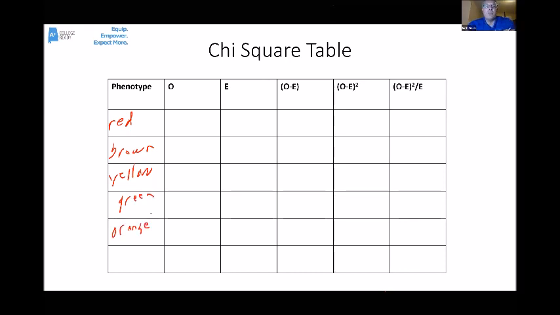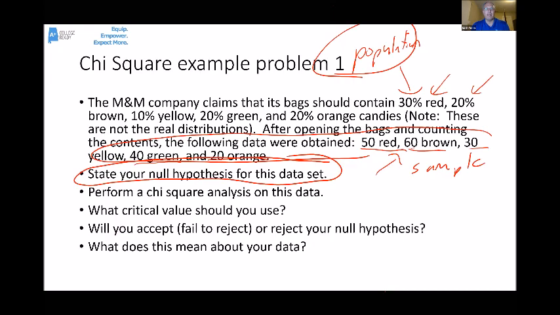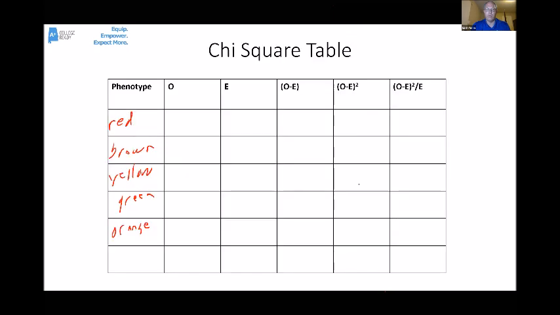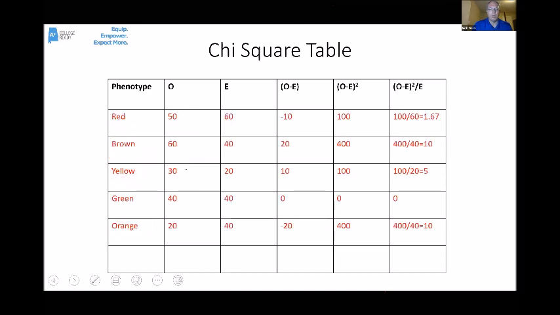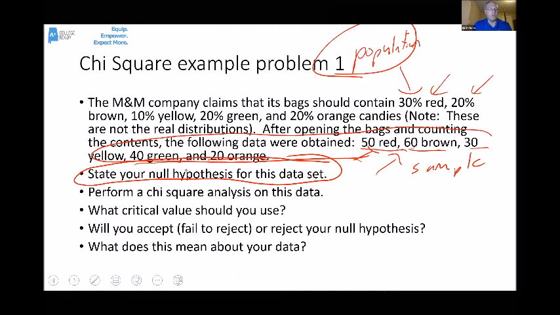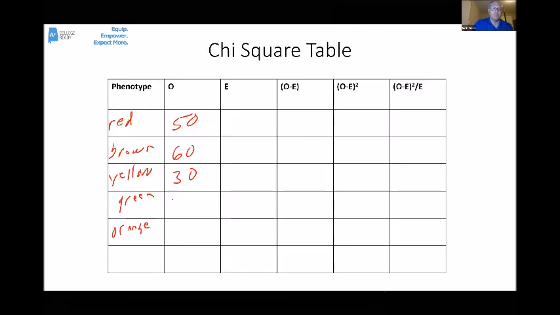All right, when we're dealing with chi-square, somebody tell me what the O stands for. Observed. So that's when you do an experiment, it's what you actually got when you did the experiment, right? So in this case, our experiment's really just opening up a bag of M&Ms and counting them. The observed would be what we counted. So let's go back and look at those numbers. Here's what we counted. 50 red, 60 brown, 30 yellow, 40 green and 20 orange.